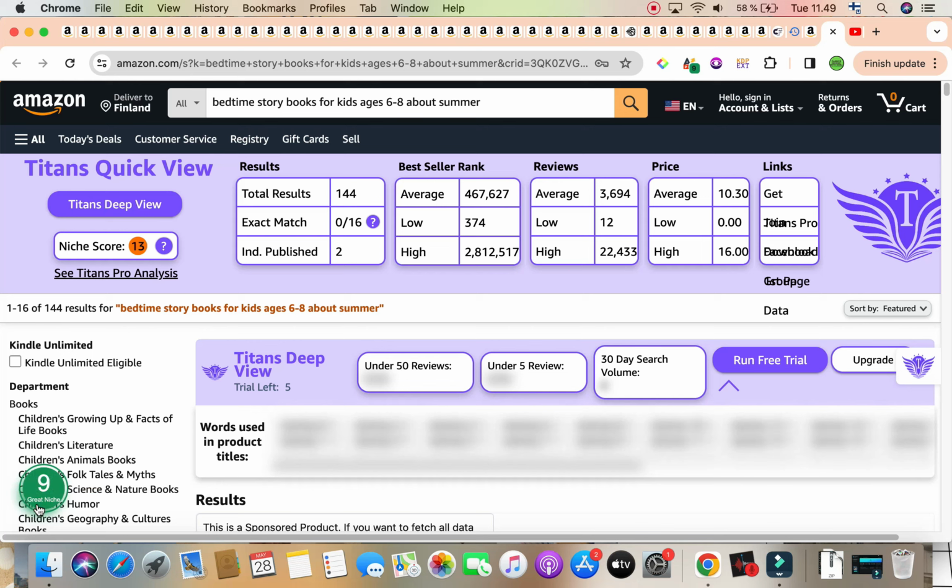Coming to the keyword niche score, we have a keyword niche score of number 9, which is the highest on the scale, categorizing this beautiful keyword as a great niche.